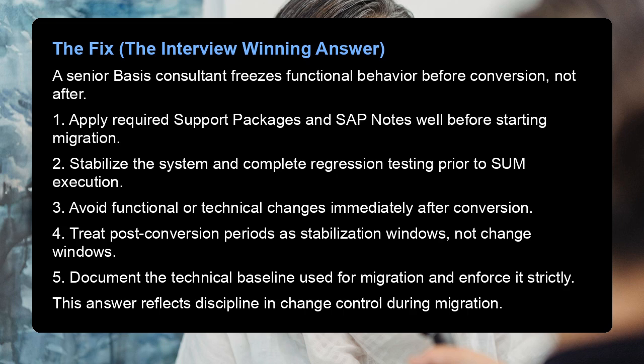The fix, the interview-winning answer. A senior Basis consultant freezes functional behavior before conversion, not after. 1. Apply required support packages and SAP notes well before starting migration. 2. Stabilize the system and complete regression testing prior to SUM execution. 3. Avoid functional or technical changes immediately after conversion. 4. Treat post-conversion periods as stabilization windows, not change windows. 5. Document the technical baseline used for migration and enforce it strictly. This answer reflects discipline in change control during migration.